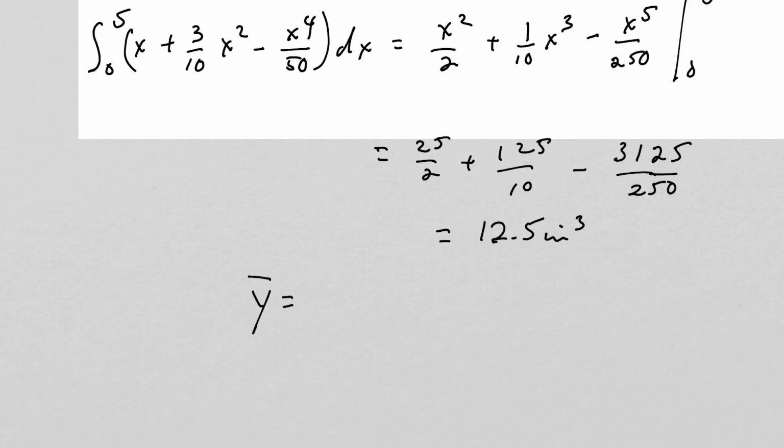So last, we want to find our y bar. Again, we have in our numerator this 12.5 inches cubed. Our denominator was the area that we had solved earlier. That's the same for both of these, inches squared, and our y bar equals 3 inches.